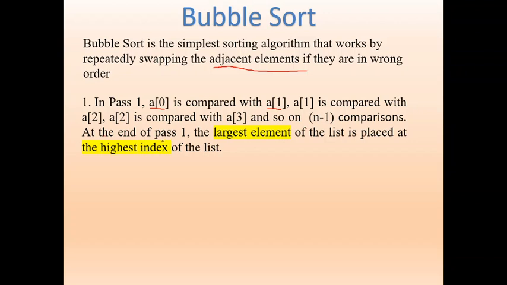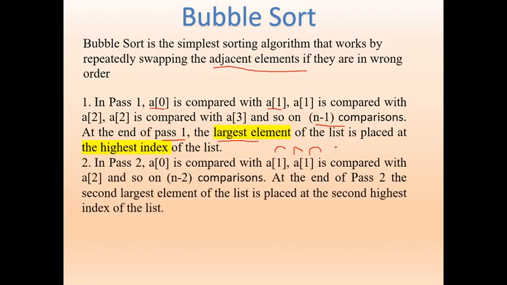So at the end of pass 1, for example with 5 elements in the list, you need 4 comparisons: 0 and 1, 1 and 2, 2 and 3, 3 and 4. Like that, you need n minus 1 comparisons. After completion of n minus 1 comparisons, the largest element will be bubbled up. Bubbled up means it is moving up like this, like a water bubble. The last element will be placed in the last position, means the highest index position.